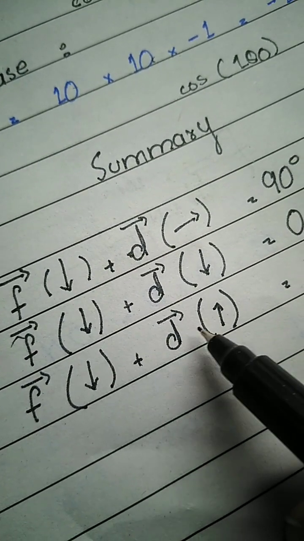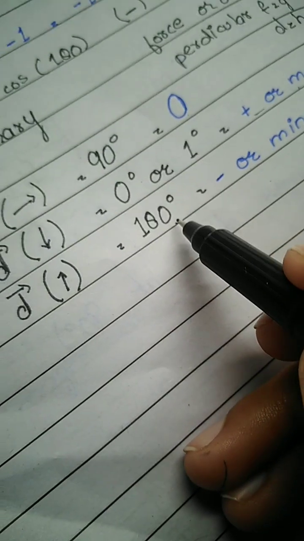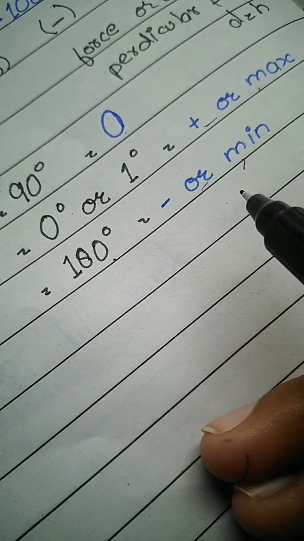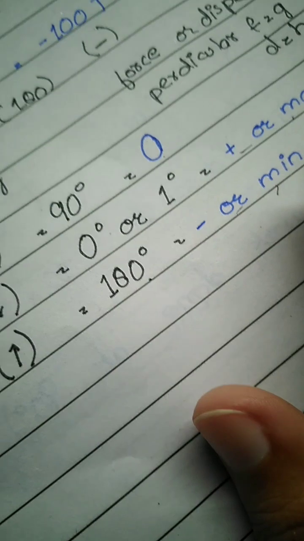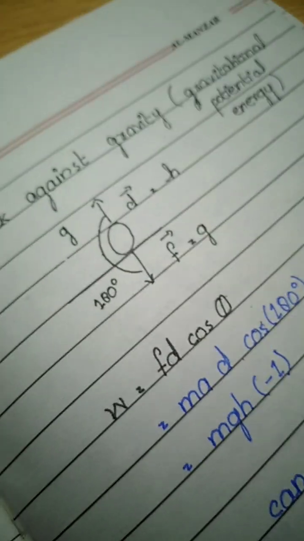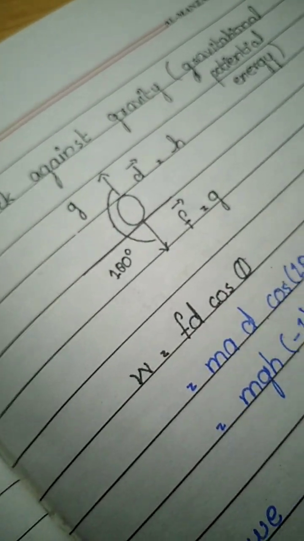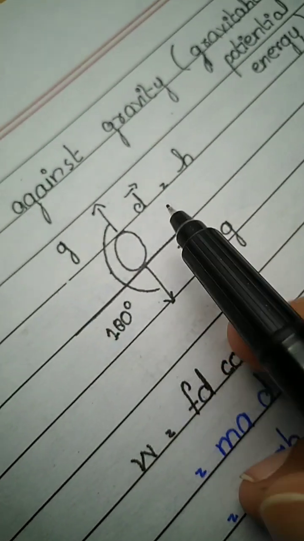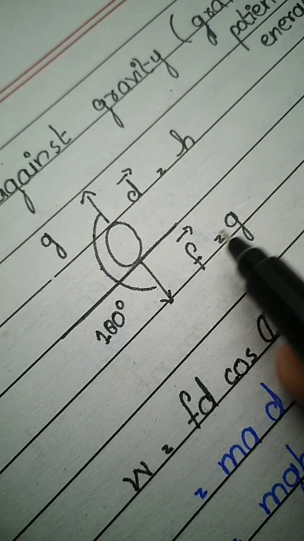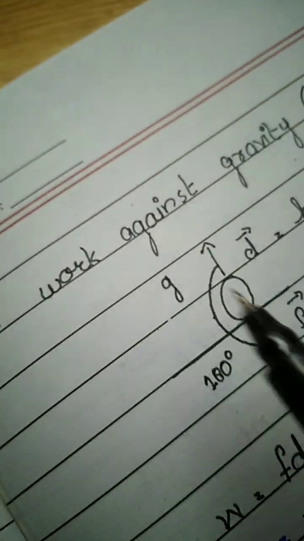Force downwards and displacement upwards make up the 180 degrees, and the answer is negative. Now there are some things that I think are necessary to be discussed. As I just taught you, D is equal to H and F is equal to G. Now let's talk about this in detail.